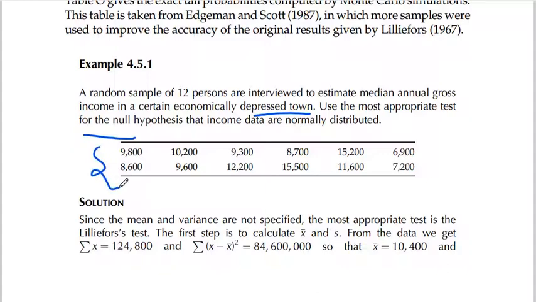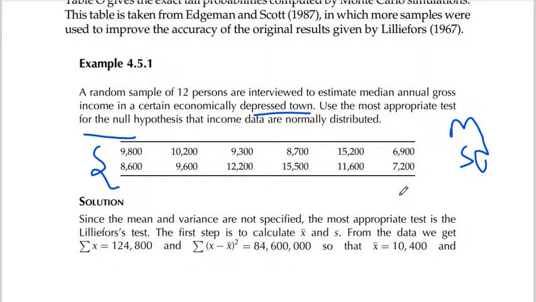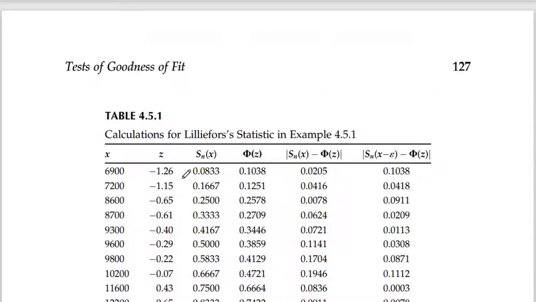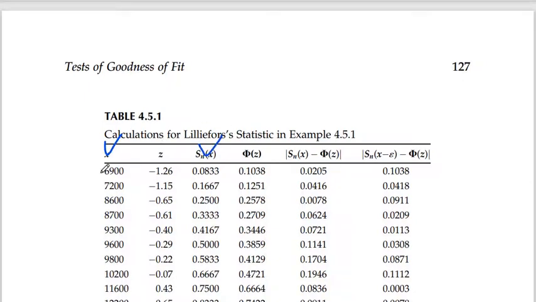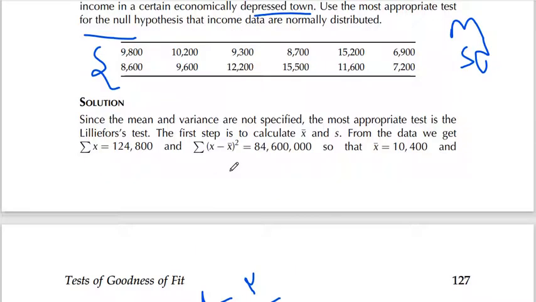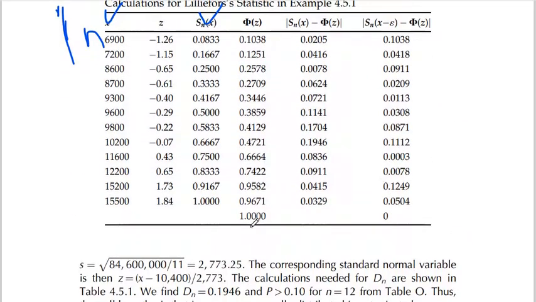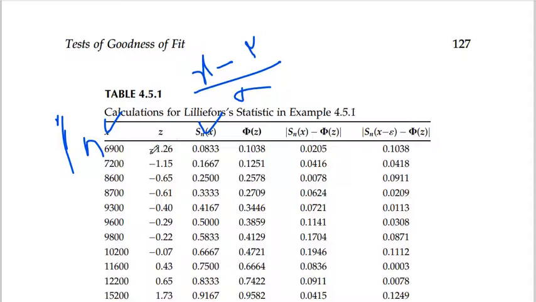Now I want to apply the Kolmogorov-Smirnov test. For this test I calculate the mean and standard deviation for finding the CDF. After calculating the mean and standard deviation, I need S and S1 of x, where S1 of x means i upon n. To get z values, I take (x minus mu) upon sigma. Here my x is 6900 and mu is 10,400. The standard deviation is 2773.325. Finally I got (x minus mu) upon sigma equal to minus 1.x.